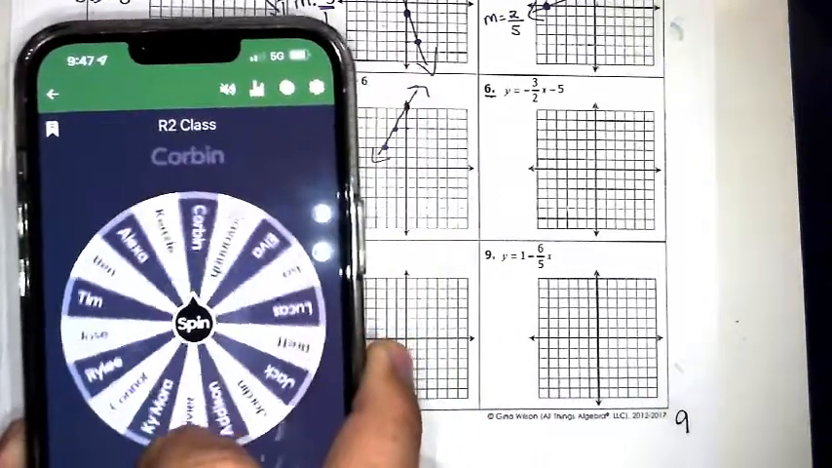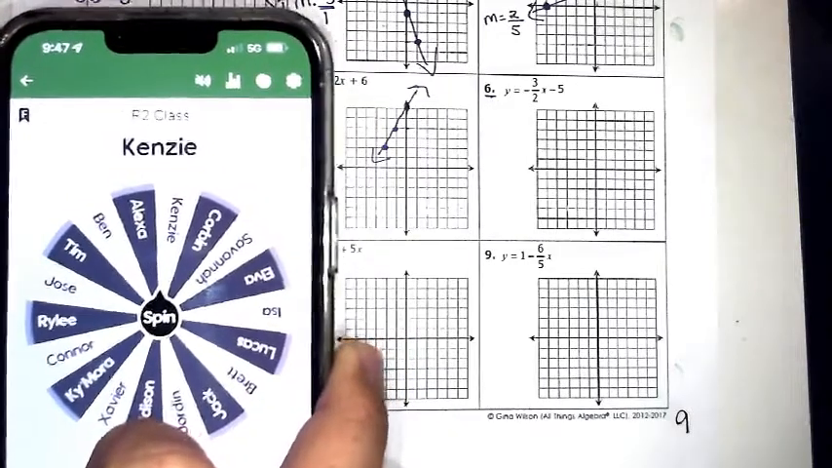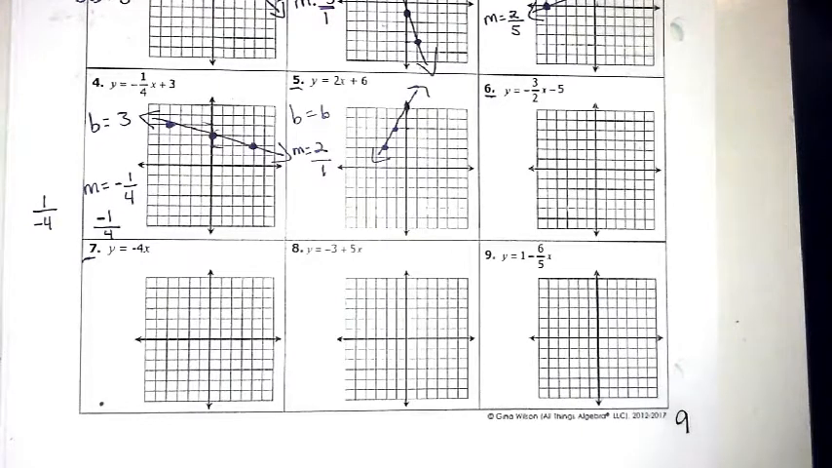Kinsey. Number 7. Good. Double good. Yes.